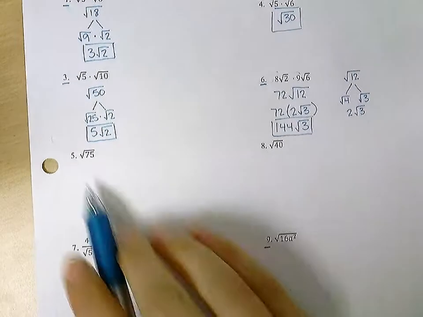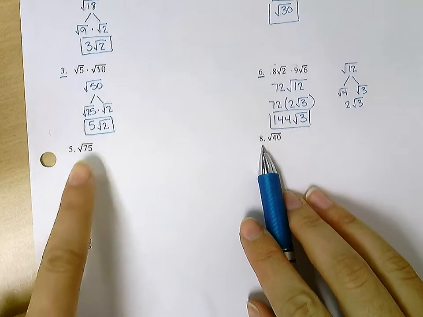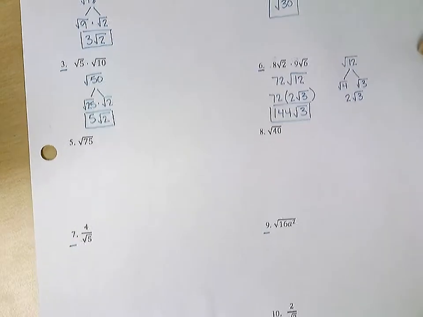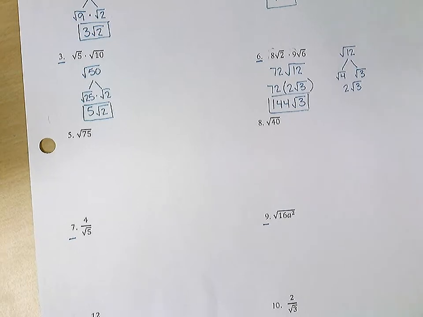All right, I want you guys to do this one labeled 5 and this one labeled 8. So these two. Simplify those two radicals there. Remember, look for 4, 9, 16, 25, 36, stuff like that.